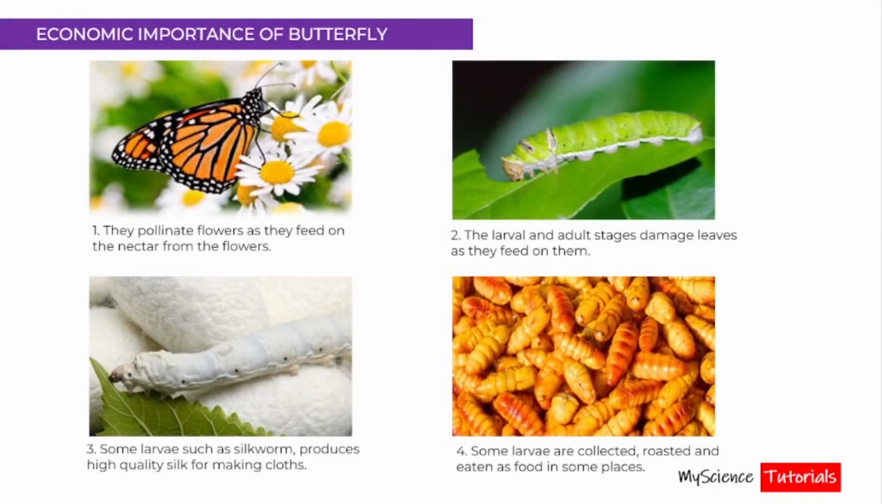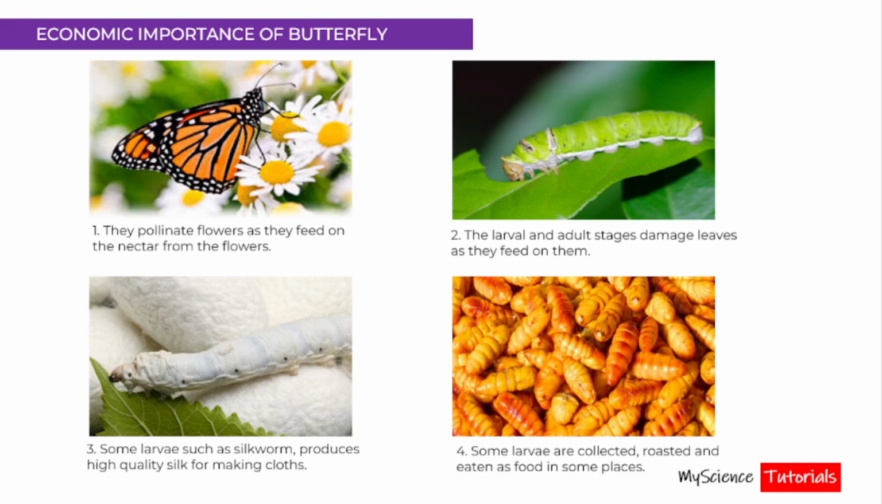So let's look at some economic importance of butterfly. So one is they pollinate flowers as they feed on the nectar from the flower. So they help in pollination of flowers, which is good for us. The larval and the adult stage damages leaves as they feed on them. So they cause damage to leaves because they eat them and that becomes their source of food. So in cases where you plant a crop and the leaf is the important part of that particular crop, then they become a nuisance since they will damage your crop for you.